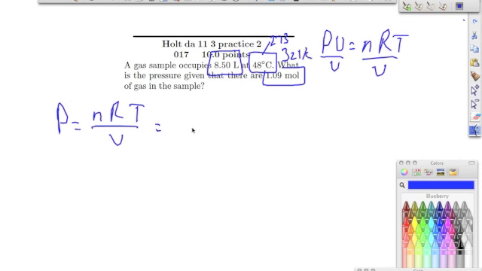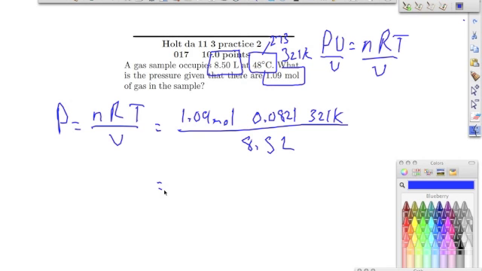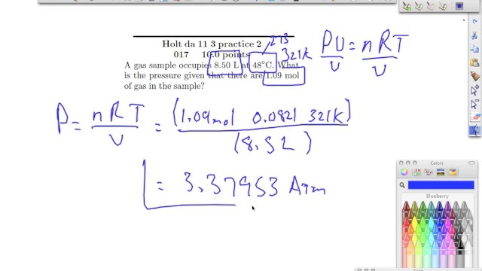Okay, so we plug everything in. Our moles is 1.09 moles. Our ideal gas law constant, remember it's on our formula chart, is 0.0821, times the temperature of 321 Kelvin, all divided by a volume of 8.5 liters. We go ahead and plug this into the calculator, put in our parentheses, and we would get an answer of 3.37953, and the unit would be atmospheres.